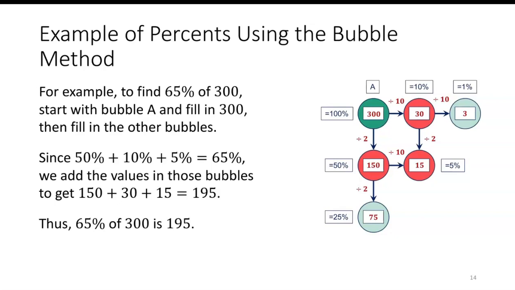And now, since 65% is the same thing as 50 plus 10 plus 5, I would add up the values that are in those bubbles. So the 150 plus the 15 plus the 30. Add them together, you end up with 180, 195. So thus, 65% of 300 is 195.